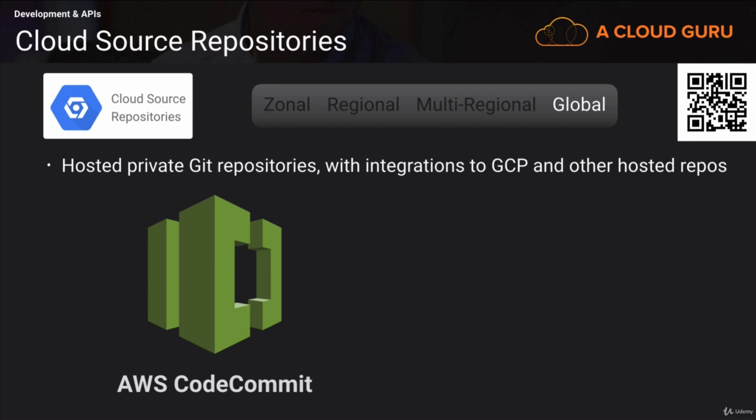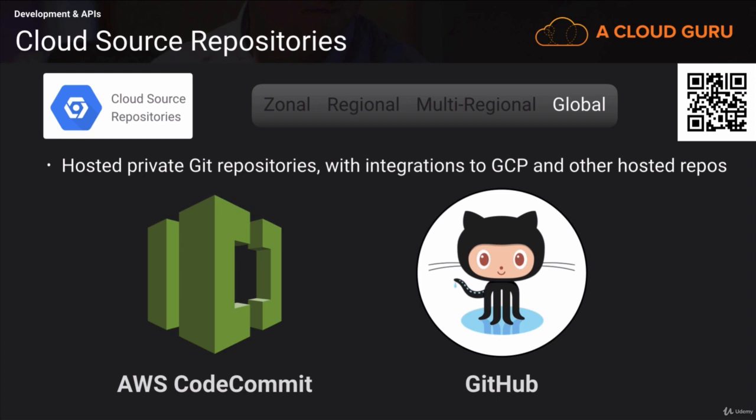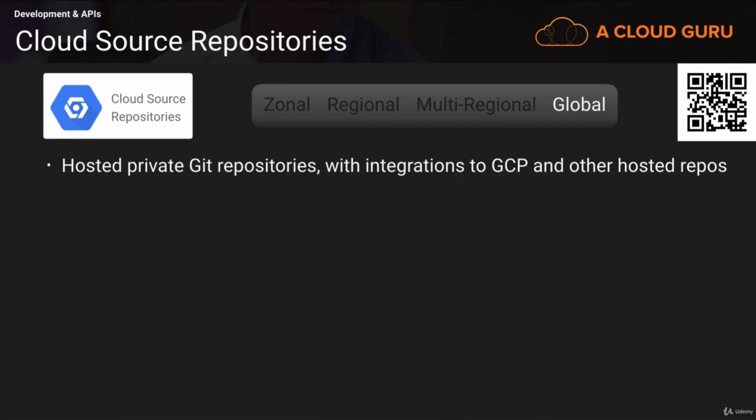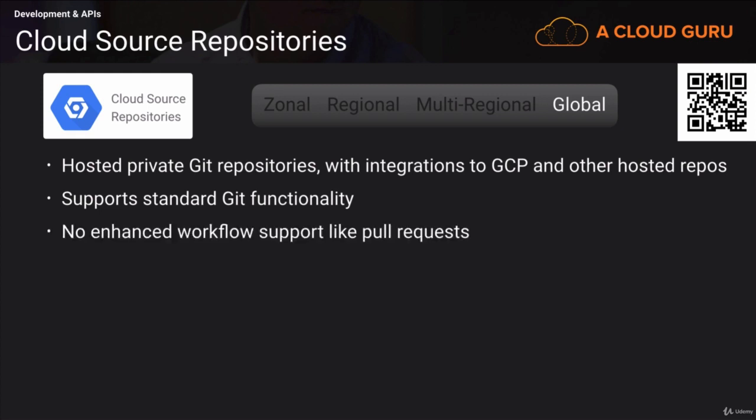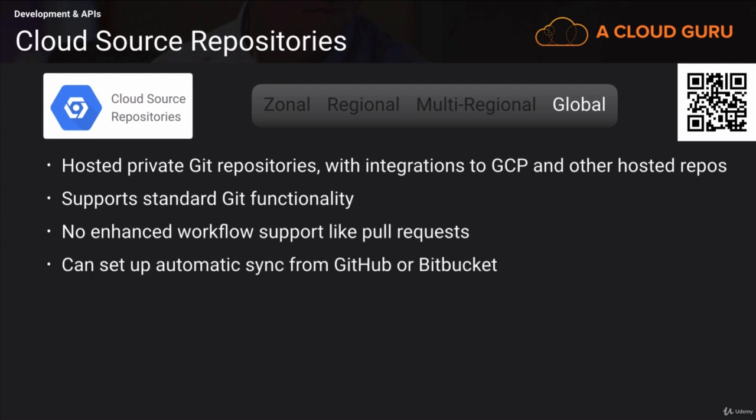Now, if you're comparing this to the AWS world, this would match up with AWS's Code Commit service, but a comparison to a much better known service would be GitHub. Now, Cloud Source Repositories supports the standard Git functionality, but it doesn't have the enhanced workflow support like pull requests that GitHub has. That said, you can set it up so that it'll automatically sync from GitHub or Bitbucket. That can let you use one of those other tools for your primary development base and still use Cloud Source Repositories on the GCP side.